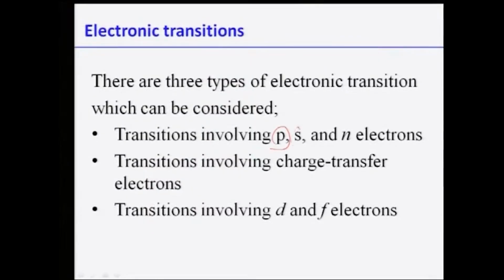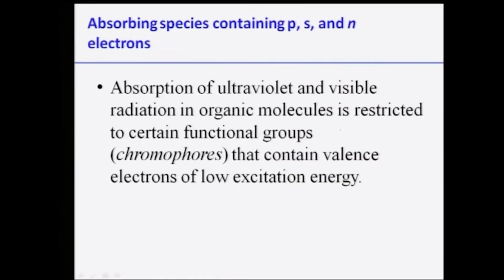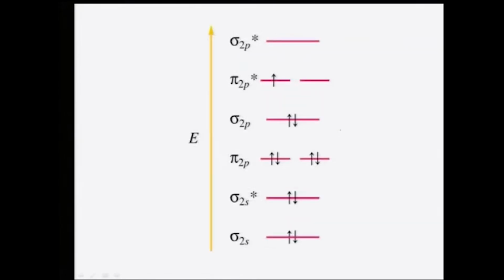There are three types of electronic transitions which can happen. One is involving pi, sigma, and n electrons, and transitions involving charge transfer, and transitions involving d and f electrons are also possible in metal ions like transition metals. Absorption of light like ultraviolet and visible radiation by organic molecules is restricted to certain functional groups, chromophores, that contain valence electrons of low excitation energy. That means, if you want transitions in UV visible spectroscopy for pi, sigma, and n electrons, the excitation energy should be as low as possible. Otherwise, because UV and visible are not very high energy, it will not happen.